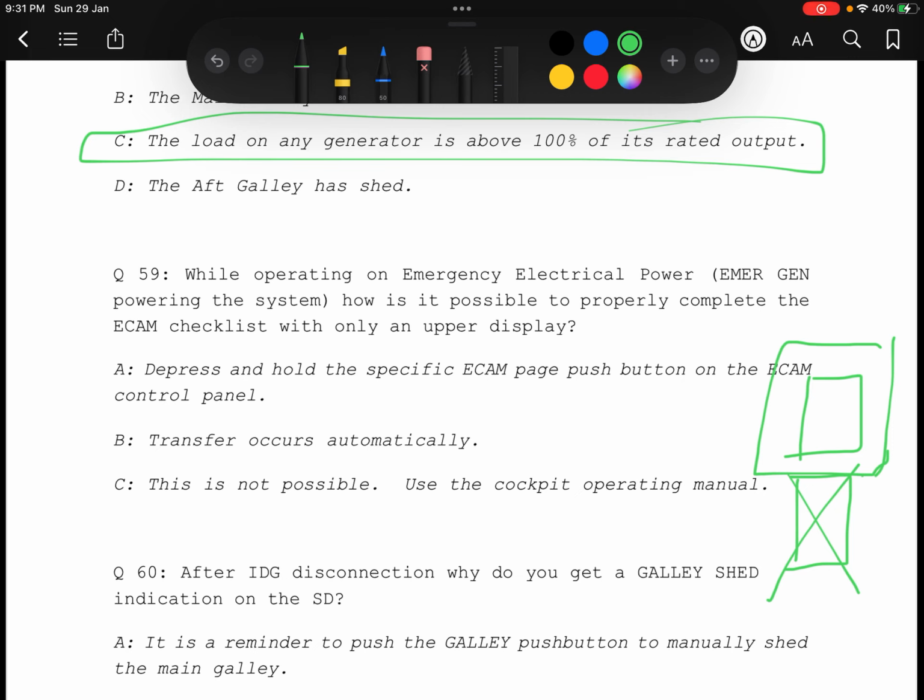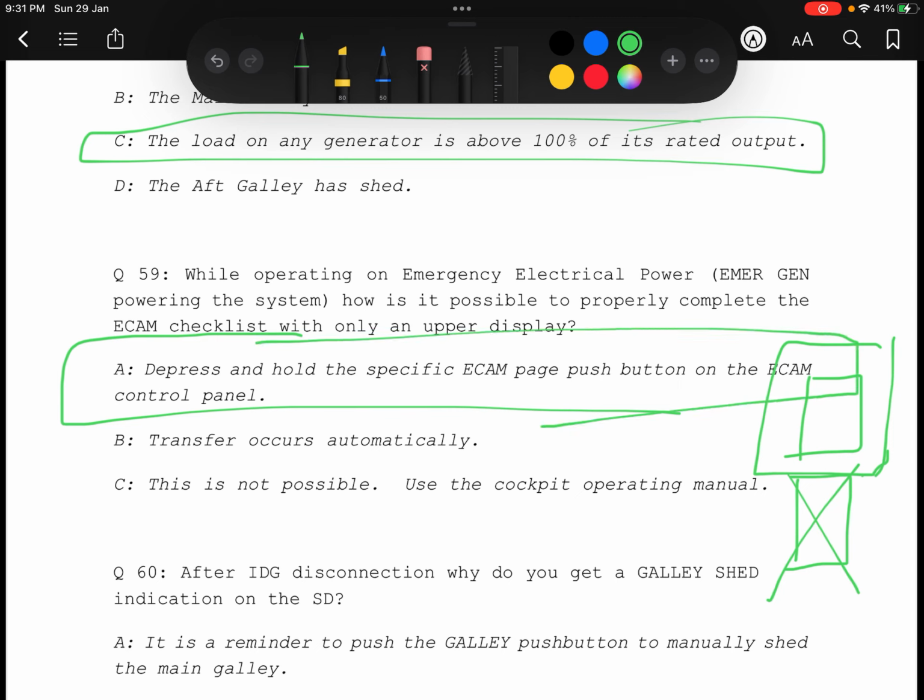If you have gone through the indicating and recording chapter, you will be able to easily answer this question. You will depress and hold the specific ECAM page. Let's say you want to see the hydraulic page, or the electric page, or do this ECAM checklist. You need to depress it and hold it, right?